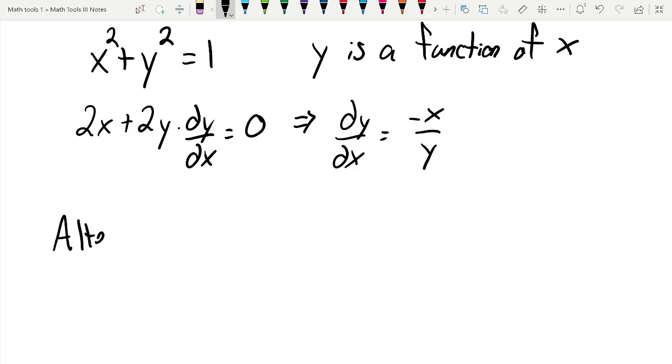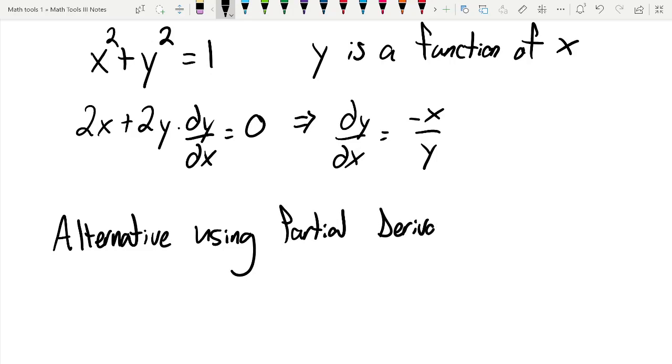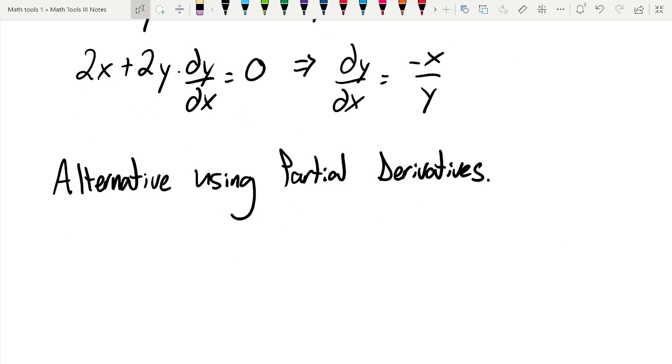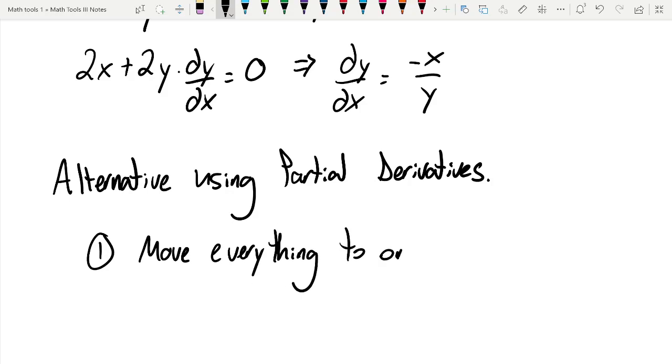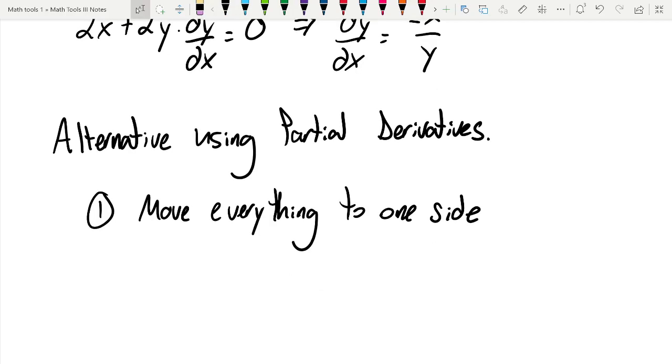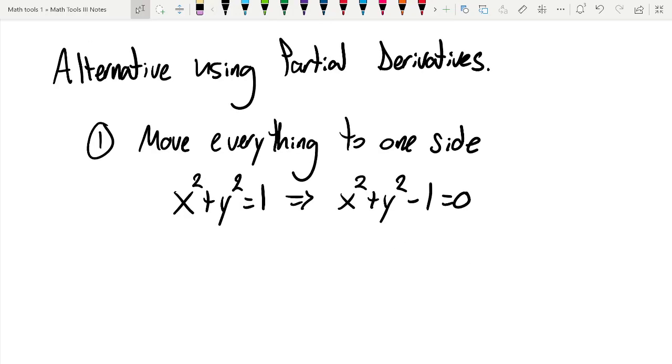So what we're going to look at here is an alternative using partial derivatives. So what we want to do is move everything to one side. In the x squared plus y squared equals 1 case, this would imply that we would have x squared plus y squared minus 1 equals 0.